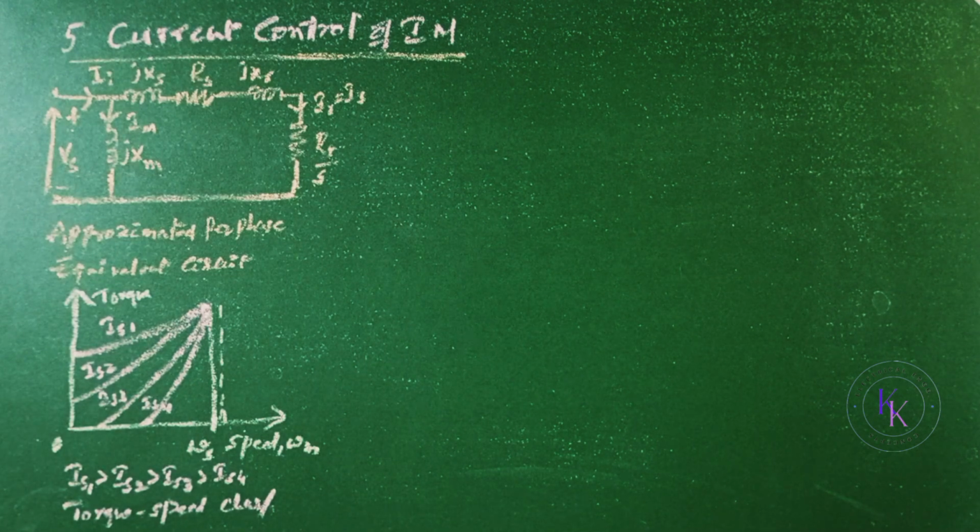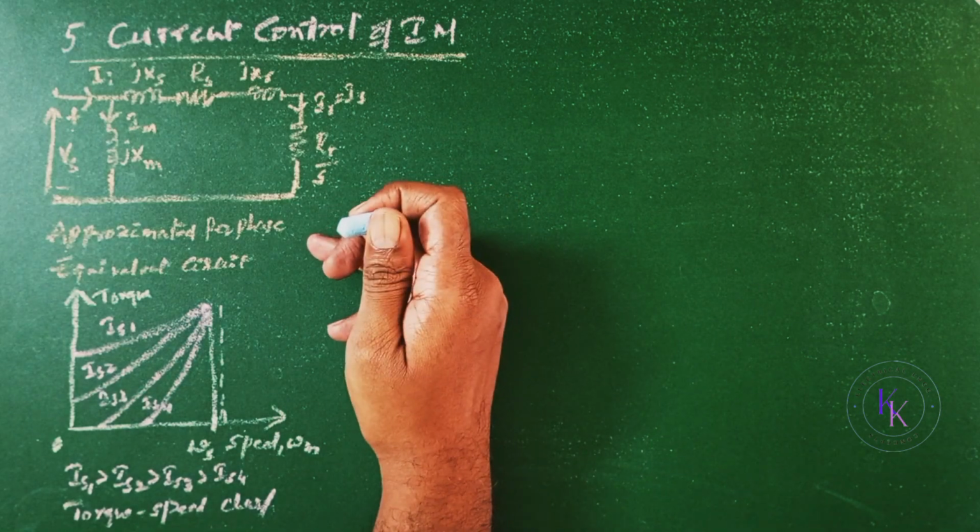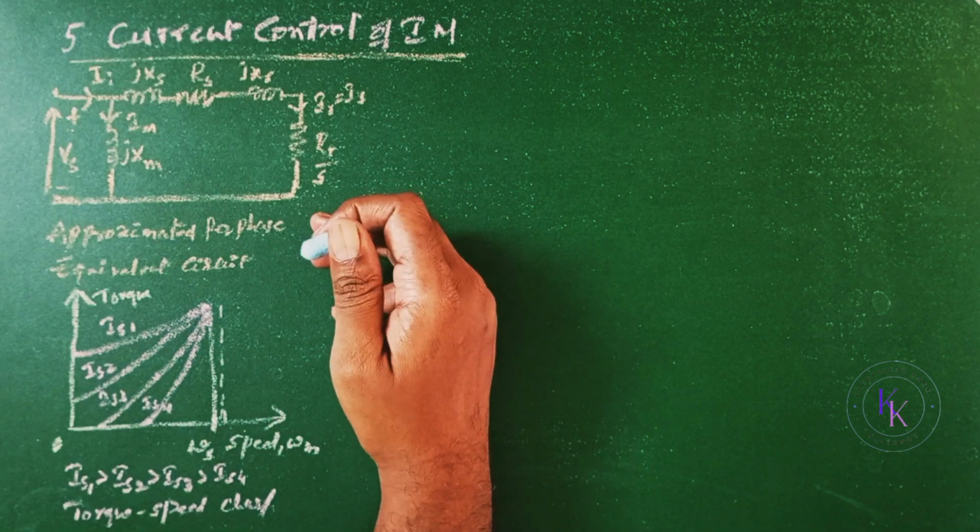Fifth one, current control. The torque of an induction motor can be controlled by varying the rotor current. The input current, which is readily accessible, is varied instead of the rotor current. For a fixed input current, the rotor current depends on the relative values of magnetizing and the rotor circuit impedance. This is the approximate per phase equivalent circuit of an induction motor.